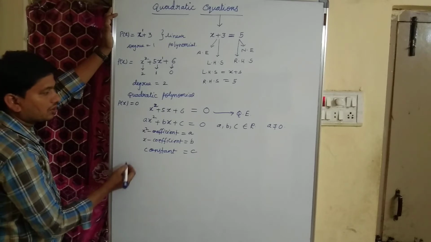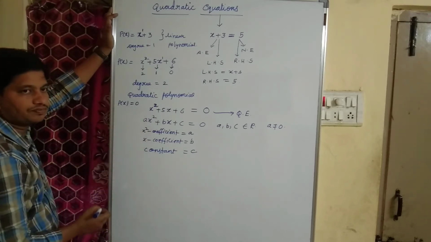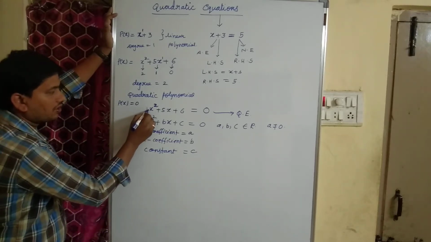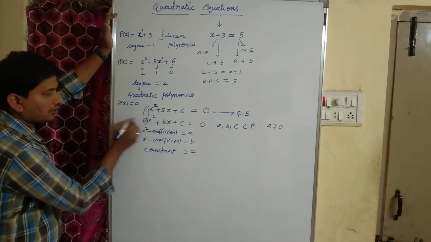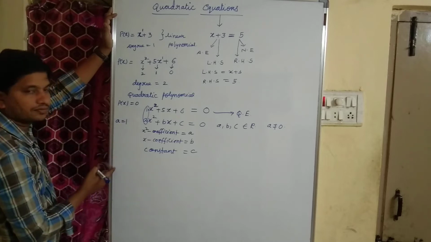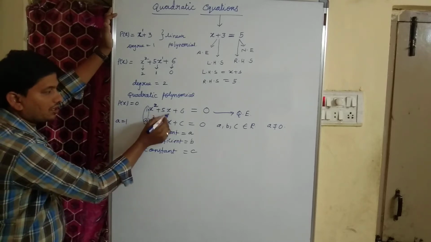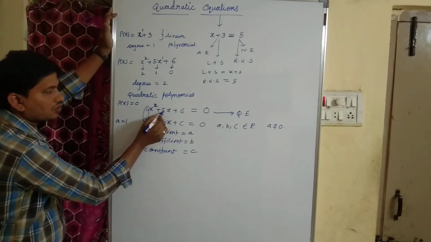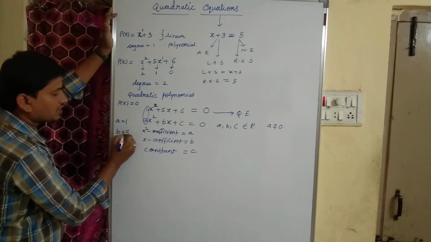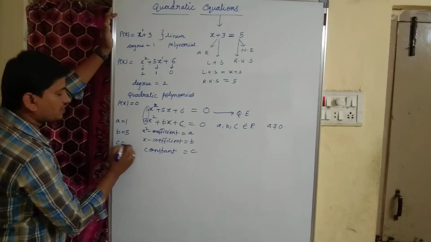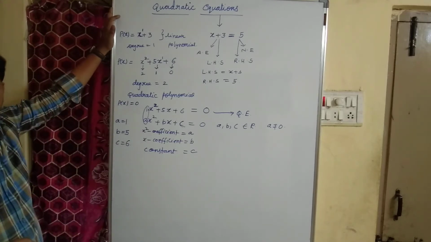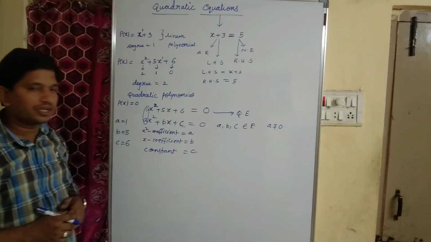Okay? Now, can you say me what is the value of a here? So children, here nothing means what? 1. If I compare with the standard form of the quadratic equation, my a value is 1. What about b? B is nothing but x coefficient. Here x coefficient is 5, so value of b is 5. What is c here? C is constant. The value of c is 6 here. Okay children? So this is our quadratic equation.